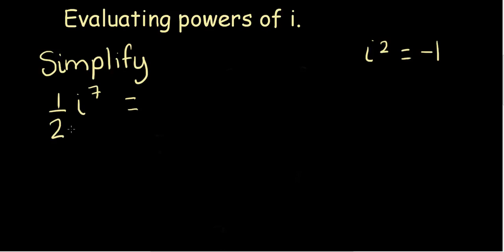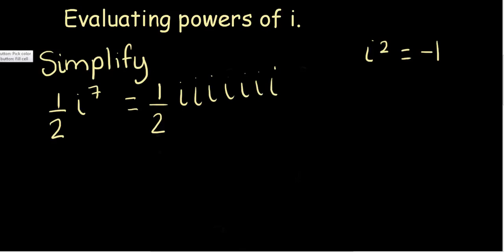1/2 doesn't have any exponent. Well, it has 1, but that's it. So I'm going to rewrite this as 1 over 2, and then I'm going to write 7 i's. 1, 2, 3, 4, 5, 6, 7.